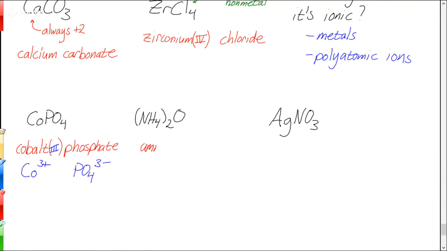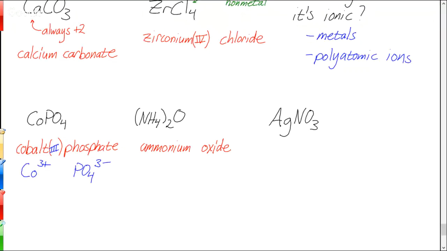So this one is just going to be named ammonium oxide. Ammonium, we wouldn't put anything in parentheses because it's not a metal, it's not on the periodic table, and it always has the same charge. Always going to be +1.